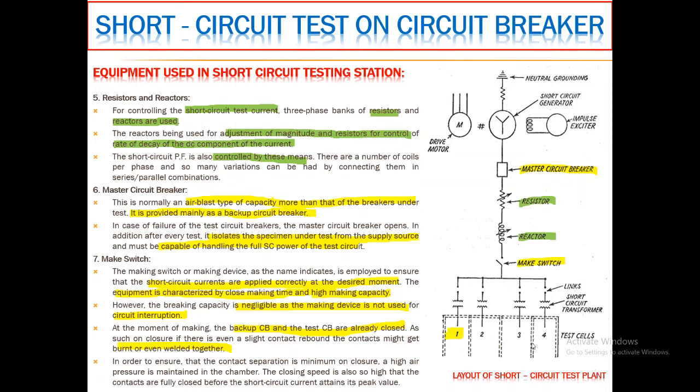In order to ensure that the contact separation is minimum on closure, a high pressure is maintained in the chamber of the making switch. The closing speed is also so high that the contacts are fully closed before the short circuit current attains its peak magnitude.